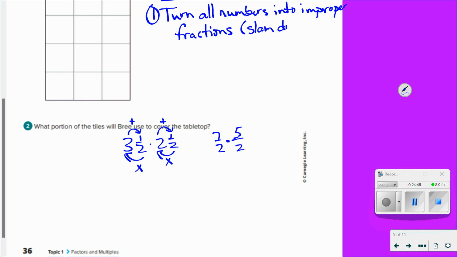Okay? So I'm going to add that to your note. Just as a quick reminder, it's a lot easier to say slam dunk than to say convert all mixed numbers into improper fractions. So if I say slam dunk, that's what we're talking about. Step 2 should look very familiar. Look for reductions.